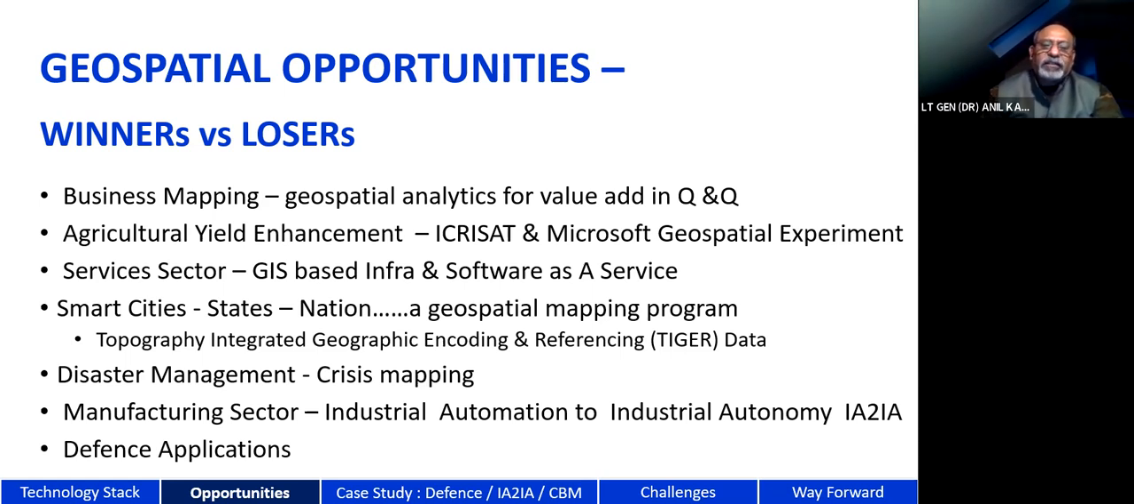Let's look at the services sector. The way the services sector has grown today, it is all based on GIS and software as a service. We all know the World Wide Web, when it has opened the world to us and made the world flat. Today, every conceivable service that you need, including governance, is all E-enabled. And in E, GIS is the most important layer.